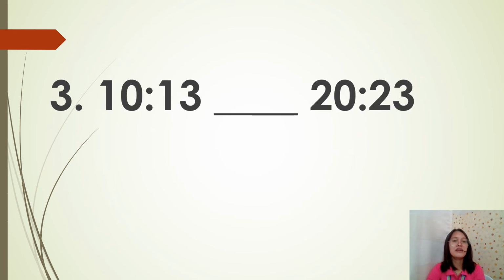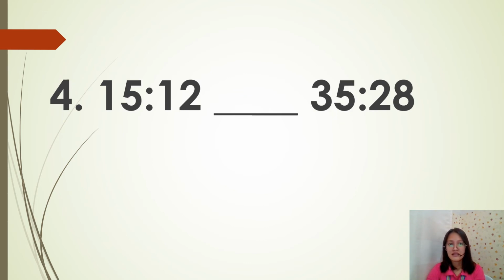Another example, let's say we have 10 is to 13, blank 20 is to 23. Again, kuhanin ang GCF ni 10 and 13. Kung mapapansin ninyo, wala na silang ibang common factor other than 1. Same thing with 20 is to 23. If that's the case, ito na yung simplified form nila. Kung i-compare natin, makikita na they are not the same. Therefore, not equal po sila.